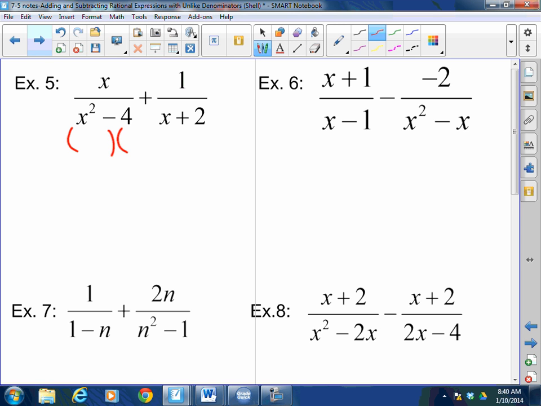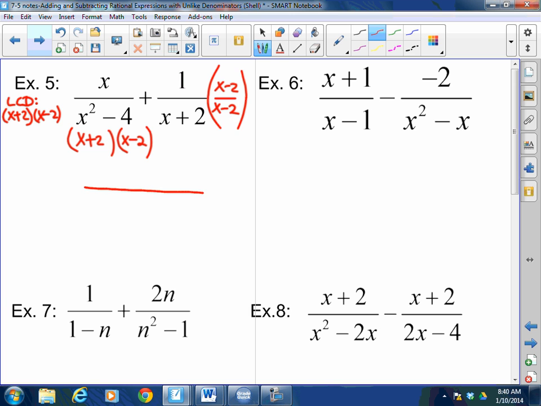Okay, but before I find the LCD, I got to factor. Remember, guys. So x plus 2, x minus 2. Okay, so what's my LCD going to be, guys? X plus 2, x minus 2. Excellent, gentlemen. Do I need to multiply anything to this first fraction? Nah. Do I need to multiply anything here? On x minus 2. Very good.